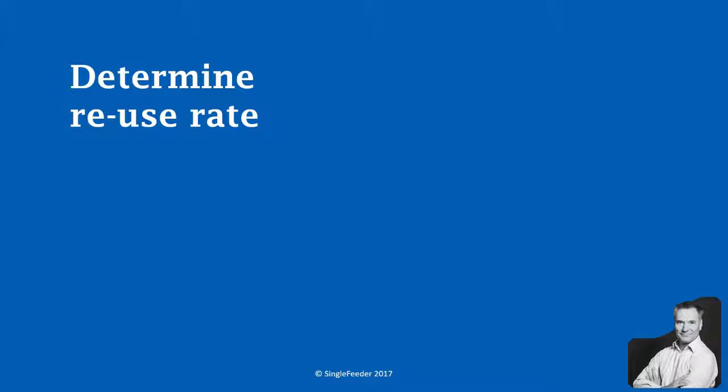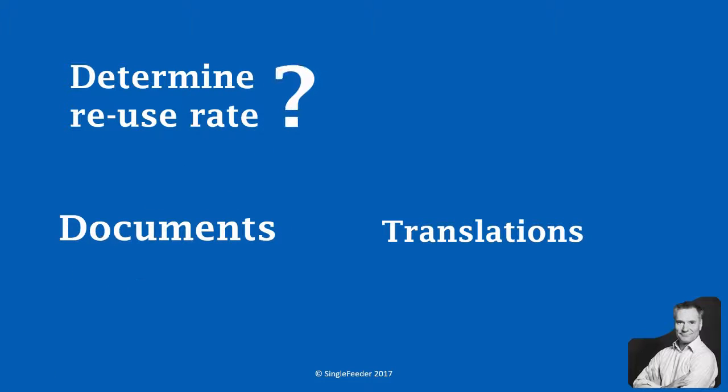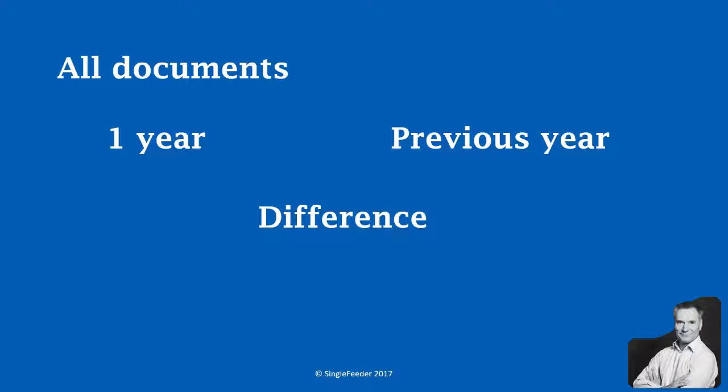The next thing we need to know is the reuse rate. The reuse rate affects the new documents to be created as well as the translations. How can you calculate your reuse rate? You take the volume you have documented in 1 year and compare it to the volume that you have created in the previous year. You subtract the difference from the total volume, and that gives you your reuse rate.